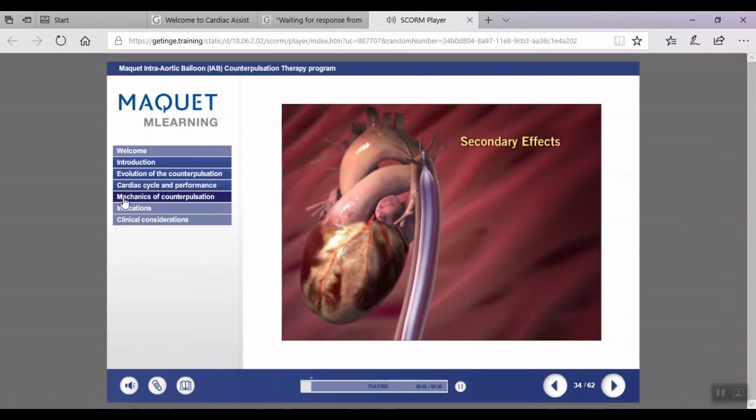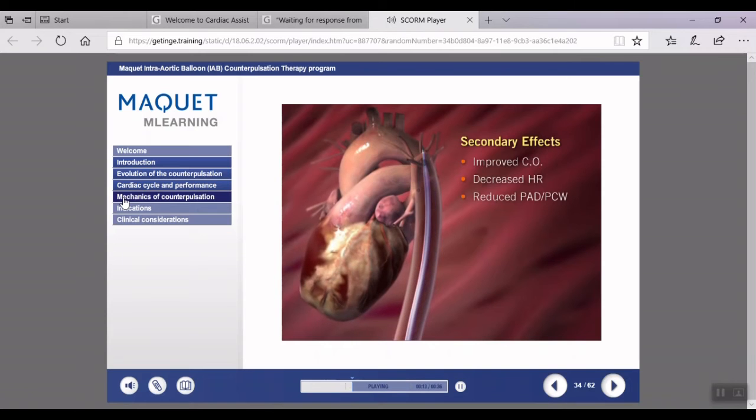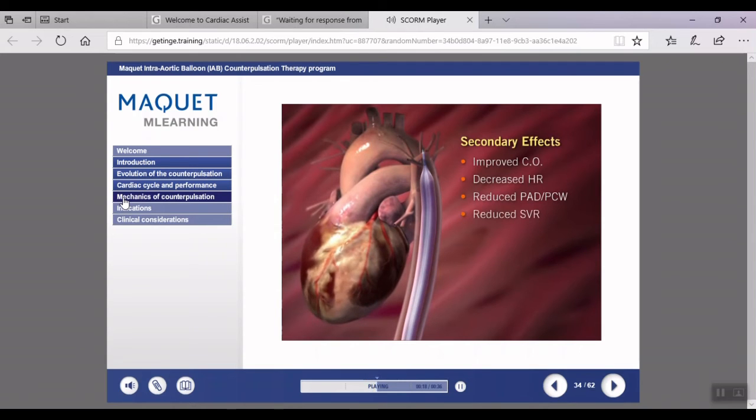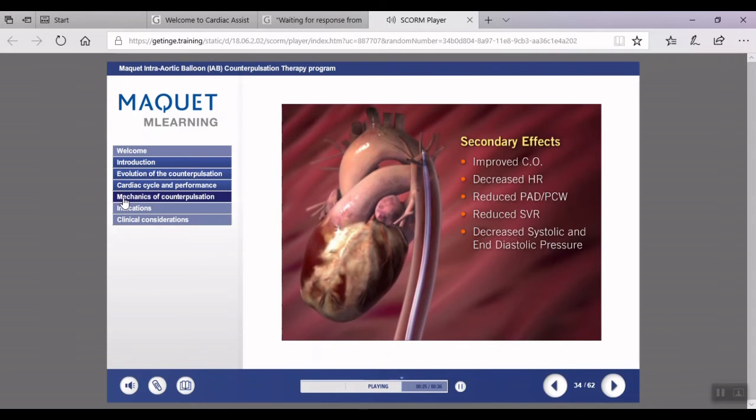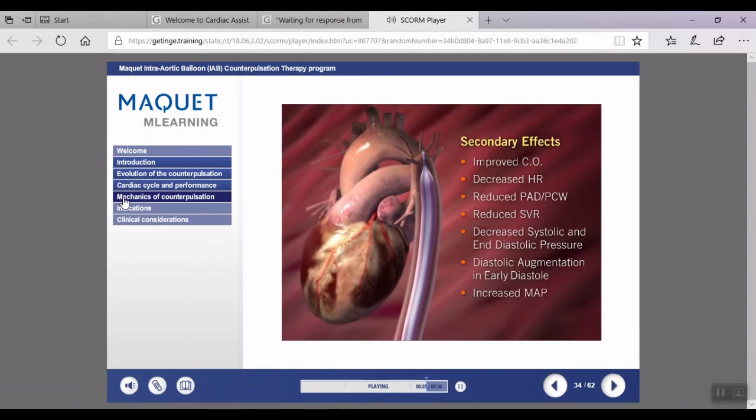In summary, the secondary effects of counterpulsation are likely to include any of the following: improved cardiac output, decreased heart rate, reduced pulmonary artery diastolic pressure and pulmonary capillary wedge pressure, reduced systemic vascular resistance, decreased systolic and end diastolic pressures, diastolic augmentation in early diastole, increased mean arterial pressure.